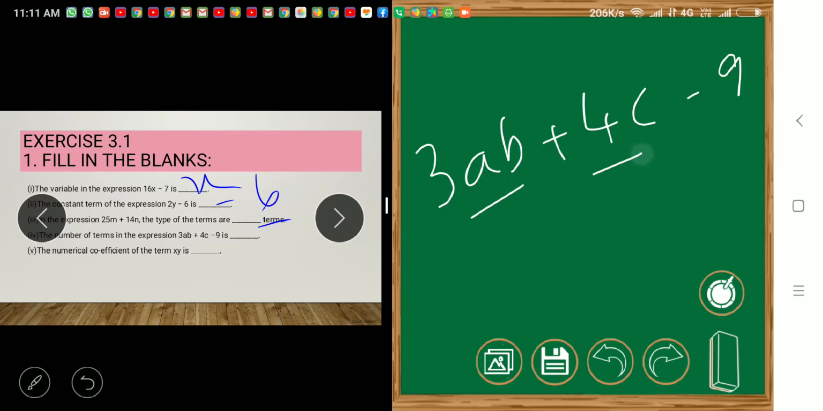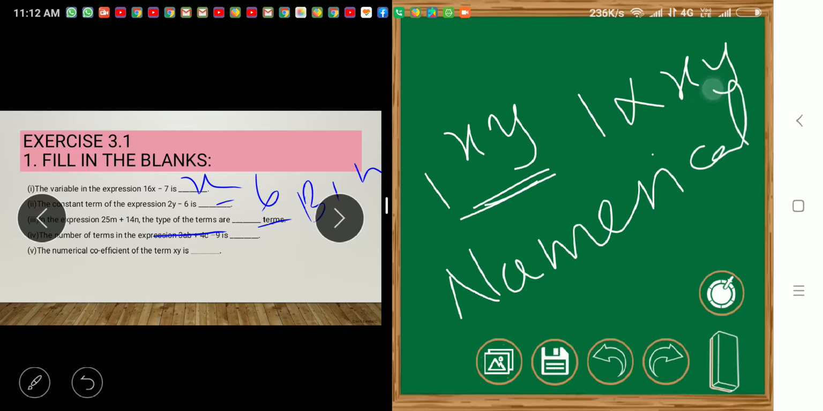Next one. The numerical coefficient of xy. There is no number, but they are asking for the numerical coefficient, so what do we have to take? It is 1. Why do we take 1? When you multiply xy by 1, it will not change the given term. So we can take the numerical coefficient as 1. So the answer is 1.